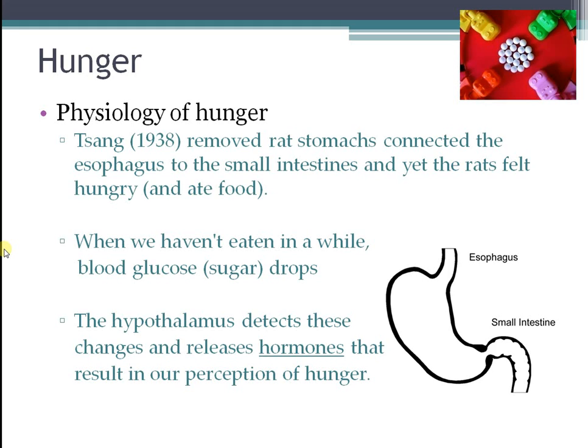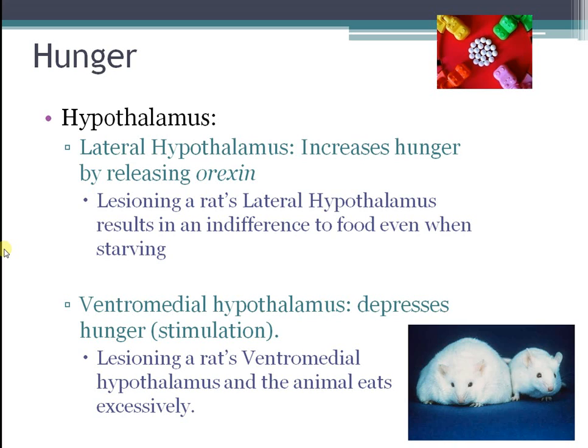Our experience of hunger. The hypothalamus, you can think of this in terms of the drive reduction theory. The hypothalamus is what is initiating this physiological need. It monitors this physiological deficiency, initiates this release of hormone, which results in our drive, which results in our perception of hunger. So there are different parts of the hypothalamus, and this relates to the homework assignment for this week.